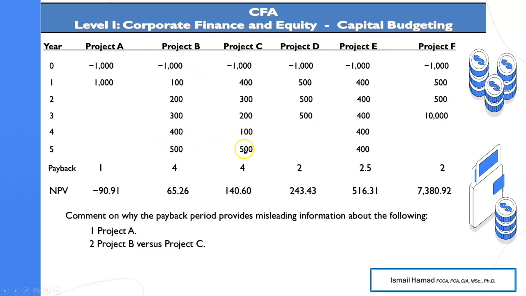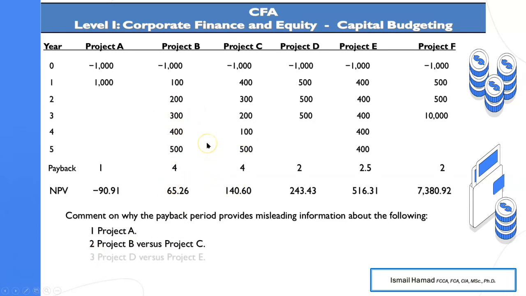If you see these have the same cash and they have the same payback period, 4. So the investor should be indifferent in taking B or C. It doesn't matter for him whether he takes project B or project C, because both have a payback period of 4 years. But if you look at the net present value, you find it's only 65 and here 140, more than double the value of project B. So if you are using net present value, definitely you are going to take project C. I will come later, when I finish these questions, to explain why this is the case.